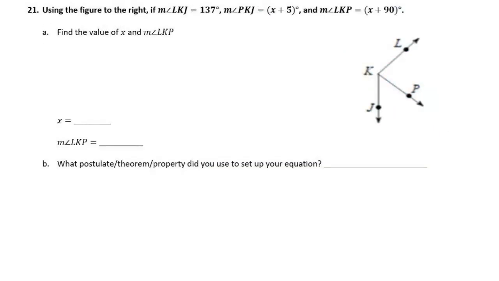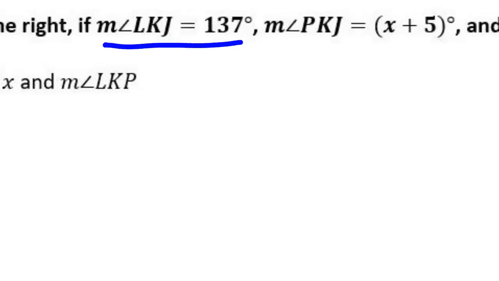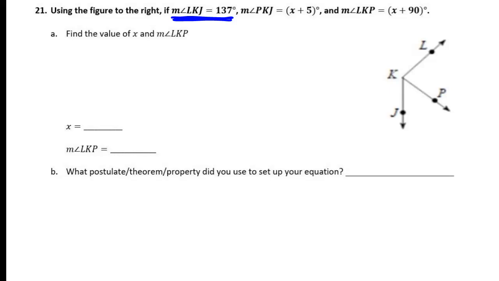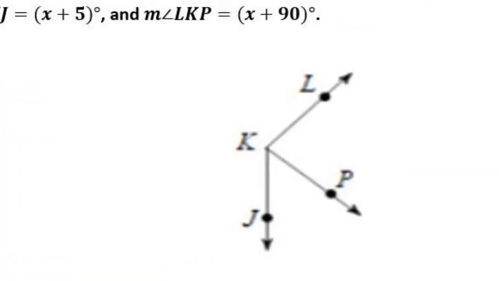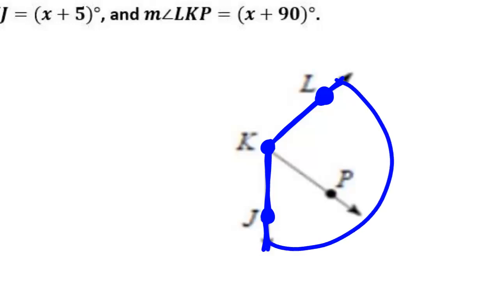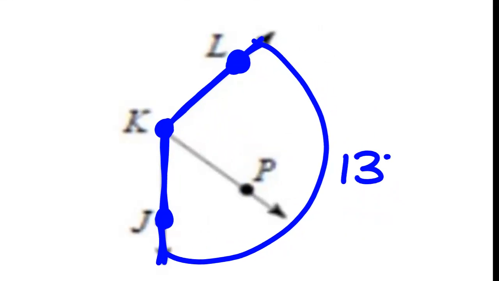All right, so in number 21, it says, using the figure to the right, if the measurement of angle LKJ is 137 degrees. Before I read any further, I'm going to add that to my picture. L is right here. K is right here. J is right here. So when it says angle LKJ, that's this whole thing right here. That is 137 degrees.